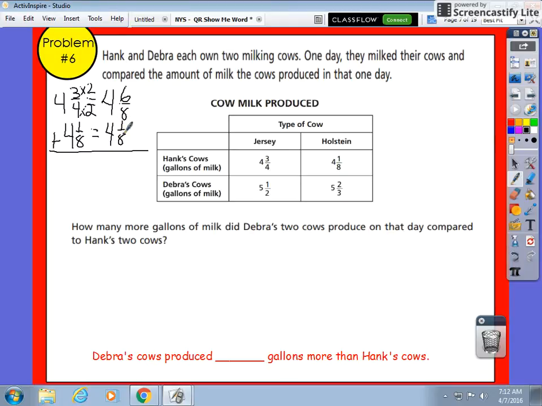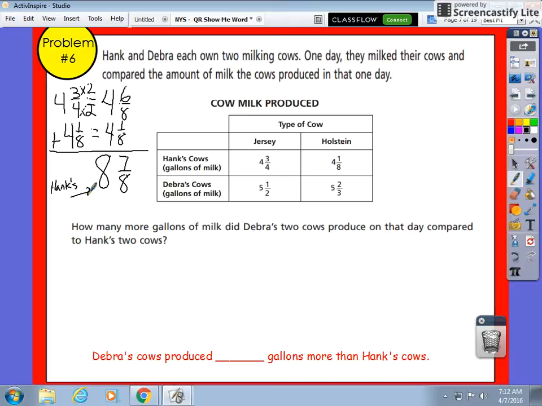I have that common denominator, so I can go ahead and add. I'm going to add my 6 and my 1, and I'm going to get 7/8. And my whole numbers, 4 plus 4 gives me 8. So I can see that Hank's cows altogether produced 8 7/8 gallons of milk. Now I need to figure out Deborah's total.